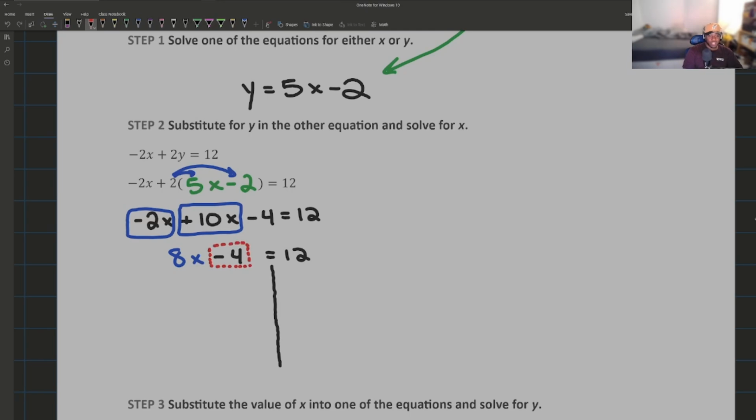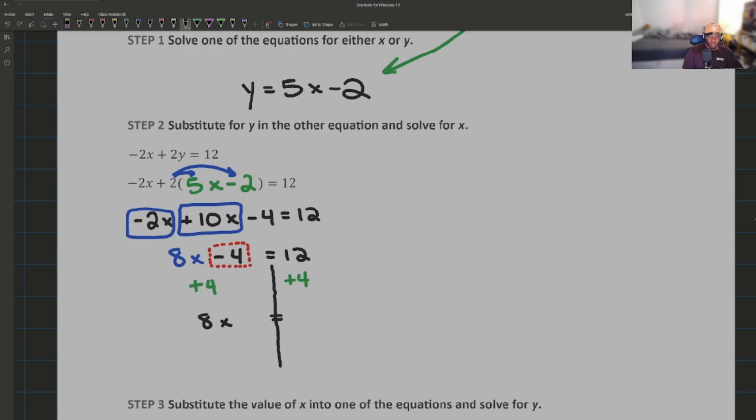Just kind of floating off on this side there, not really attached to x at all. So we're going to get rid of it by adding 4 to both sides. I think I said 4x before, I meant 4. All right. Those negative 4 and positive 4 are going to cancel out, and what's left is 8x.